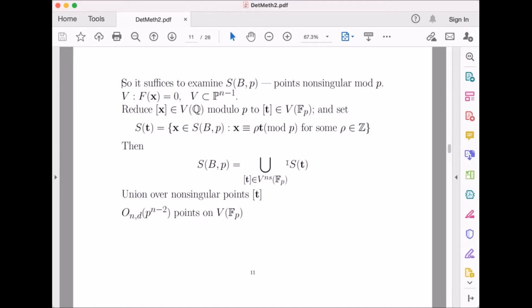And what we're going to do is examine the sets S_t. And it will turn out, spoiler alert, that there will be one of these auxiliary forms fj for each value of t. The number of points t that we need is the number of F_p points on V, that's order p to the n-2. So this will lead to the number of auxiliary forms that we're going to be having.